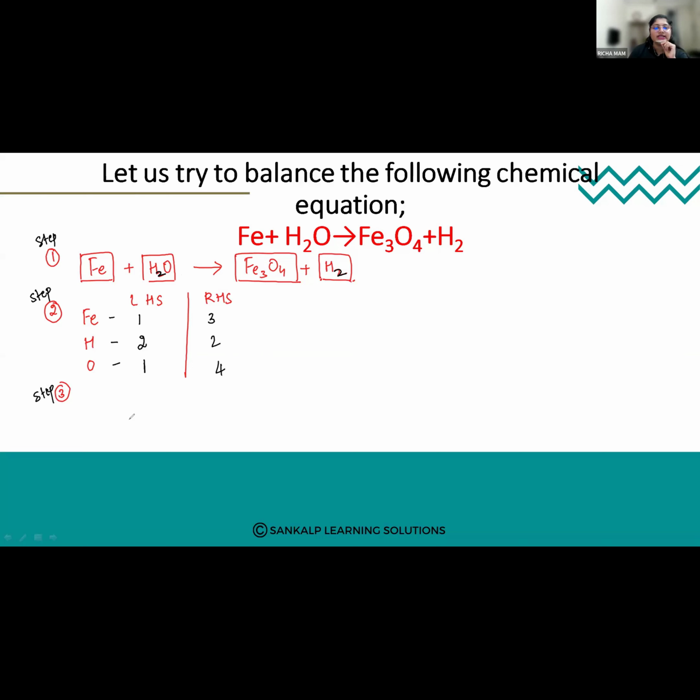Step 3. What is this step 3? We have to select the compound which is having the maximum number of atoms. Now, which is the compound we have to select here, which is having the maximum number of atoms? It is this one. So we are going to select this compound, that is Fe3O4.